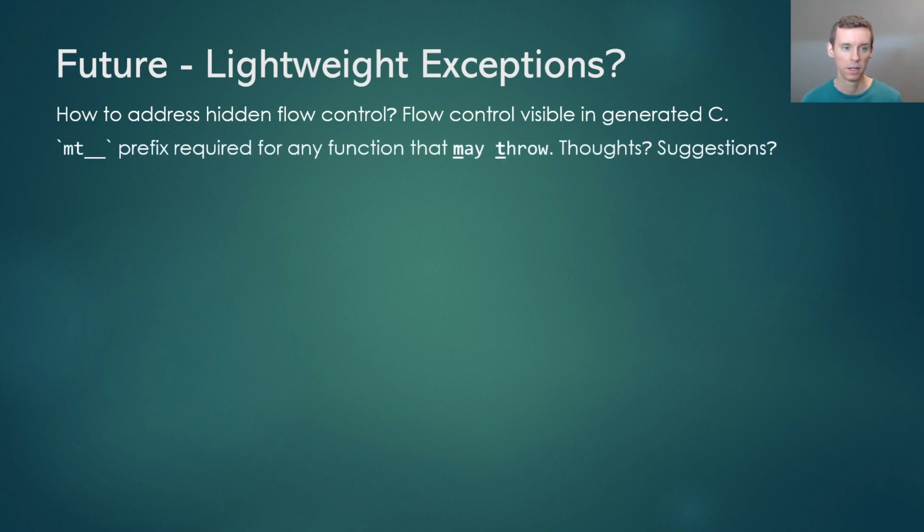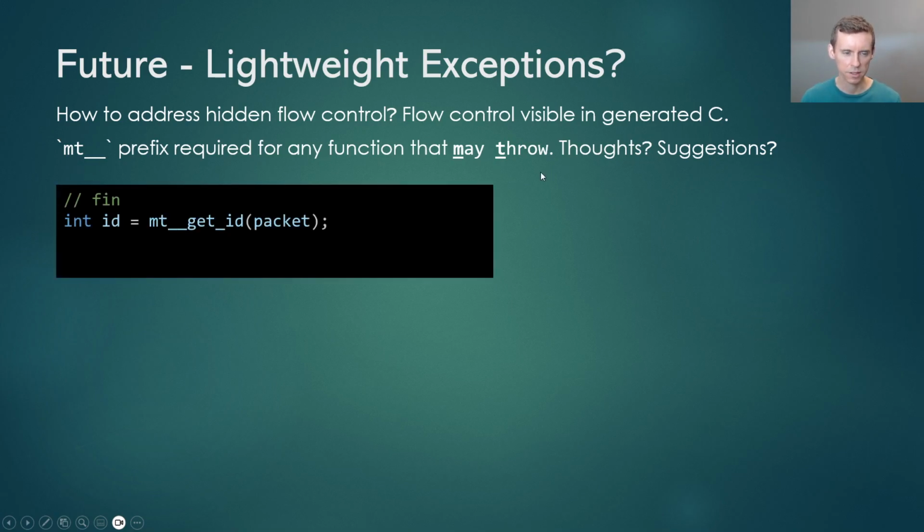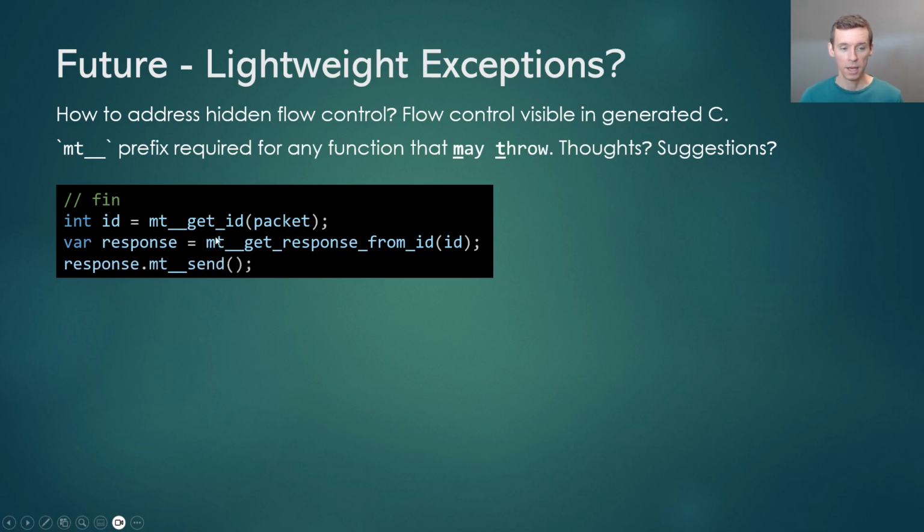At the Fin level though, we could require, and again, I'm open to thoughts and suggestions, prefixing your functions with MT for may throw. So that could look something like this. Maybe there's a get ID method, so we want to get an ID out of a packet, but if this packet is malformed or not the right length or something, it may throw. And we can also pass that ID to another function, which is going to get a response, just a pretend example, from that ID, and it may throw as well. And then that response that we get, maybe we want to just immediately send it, and it may throw.